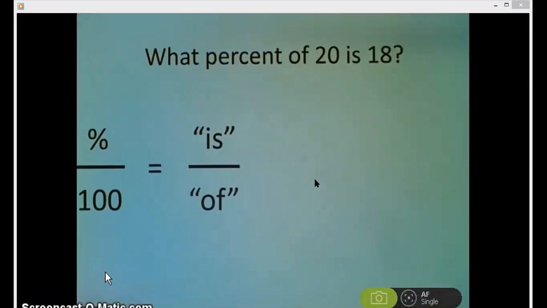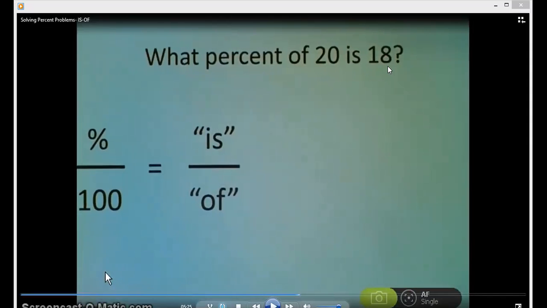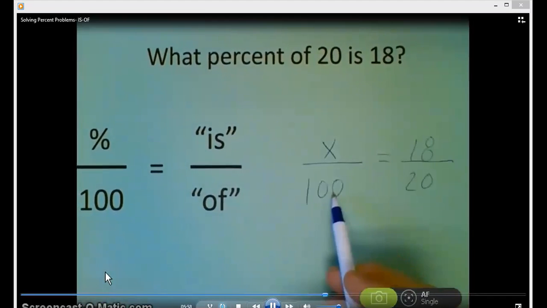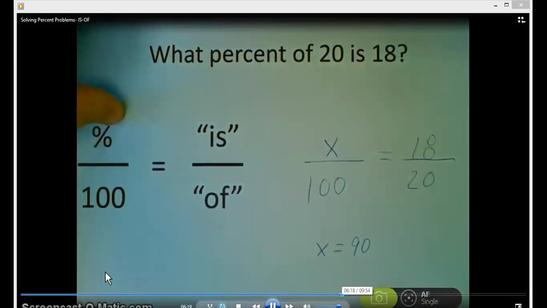What percent of 20 is 18? Remember, is over of, is over of. Then quickly, what percent of 20 is 18? Then this is percent over 100. Where is? After is we have 18 and after of we have 20, and we will use the same way to solve. So even in this question, you'll be able to see that 18 times 100 divided by 20 is a reasonable answer.